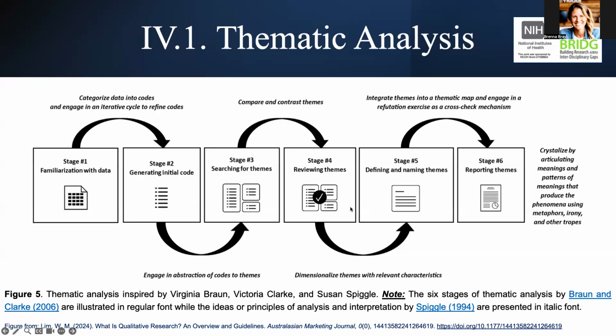So we're going to review our themes, then we're going to dimensionalize the themes with relevant characteristics. We're going to define and name the themes. Then we're going to integrate the themes into a thematic map and engage in a refutation exercise as a cross-checking mechanism. So we're just going to kind of see how everything works together. And then in stage six, we'll report those themes. And we will crystallize the themes by articulating meanings and patterns of meanings that produce the phenomenon using metaphors, irony, and other tropes.